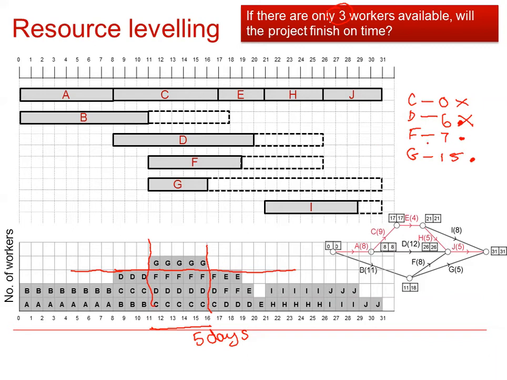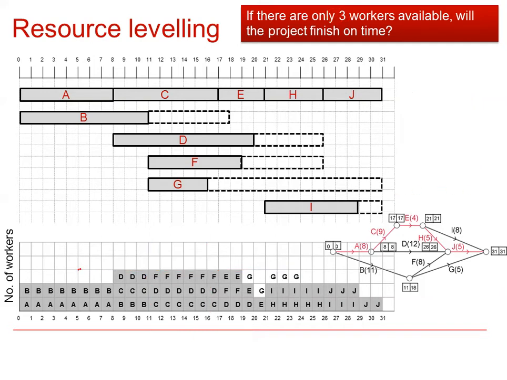So if we delayed F by 5 days, it would still be completed by its latest finish time, and if we delayed G by 5 days, it would still be completed by its latest finish time. So moving either of these activities would enable the project to be completed by 3 workers and still finish on day 31. If we look at this diagram, we can see that we have delayed activity G and the project can be completed with 3 workers within the given time of 31 days.